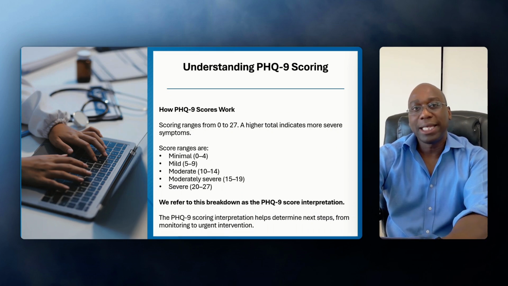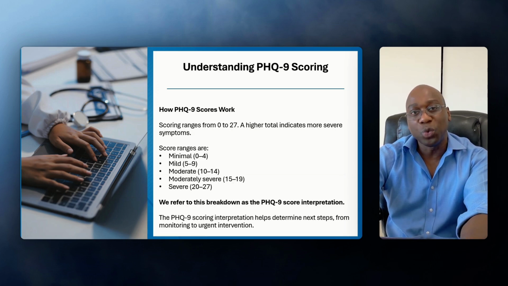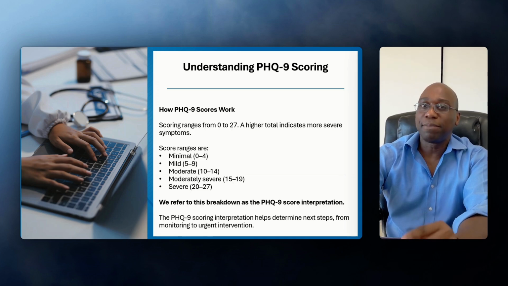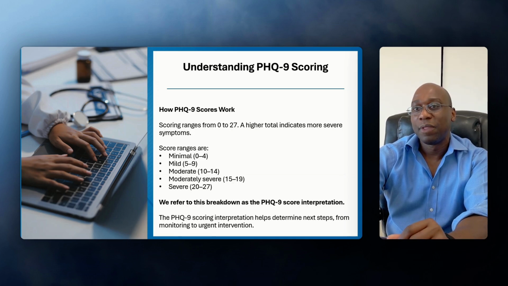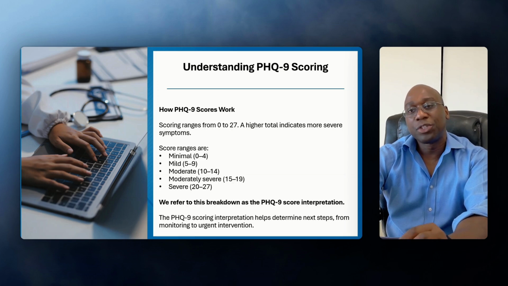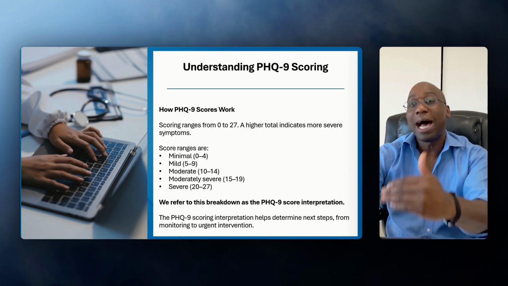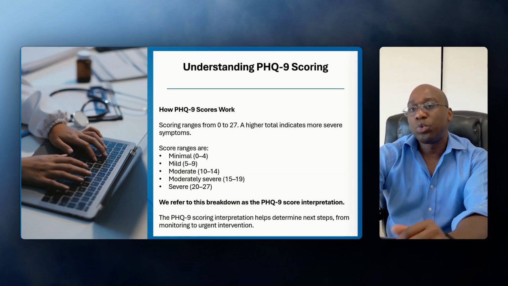This breakdown that you are looking at here on this slide is referred to as the PHQ-9 score interpretation. And it is really key for determining the next steps. Please keep that in mind. The score interpretation is really key for determining next steps. For example, a score of 10 or higher usually means that clinical follow-up is needed.